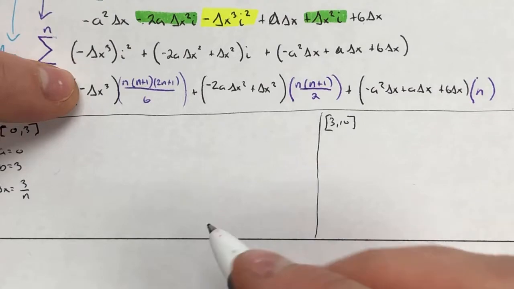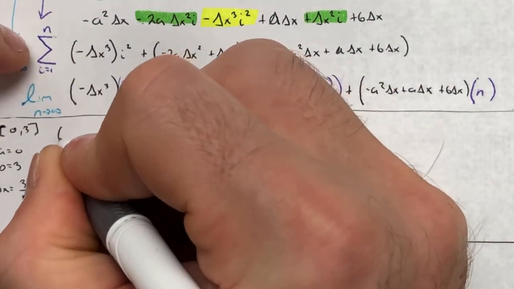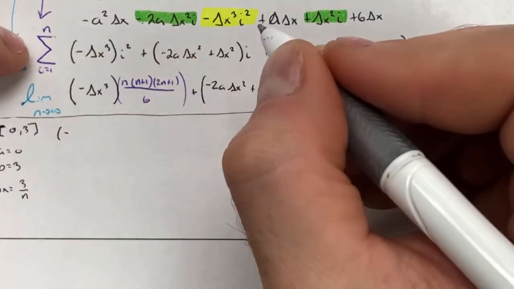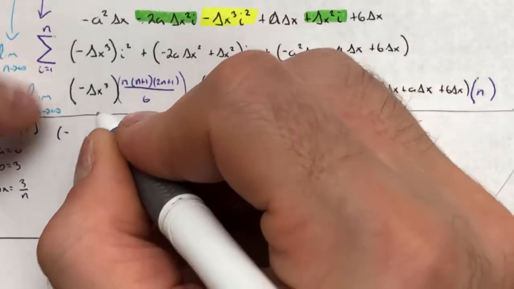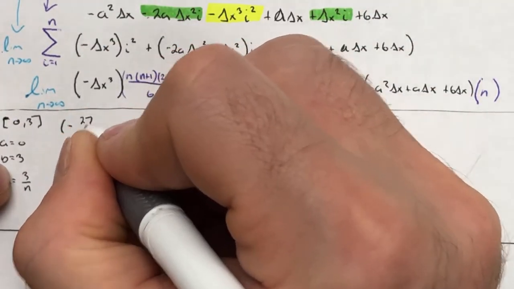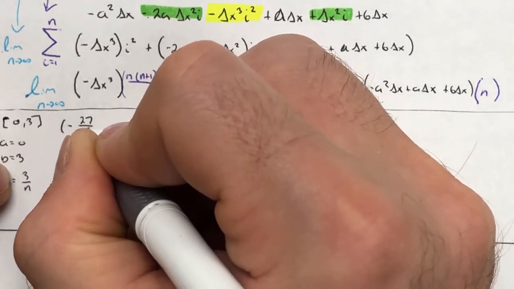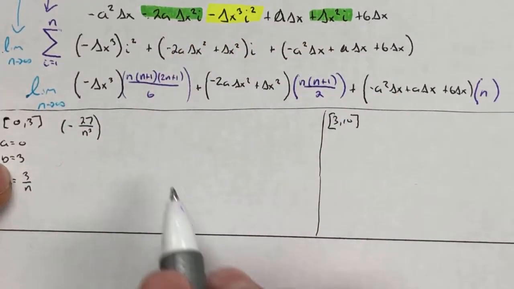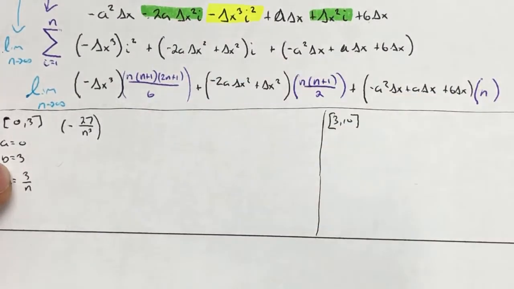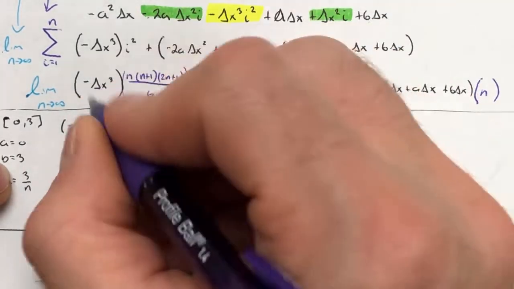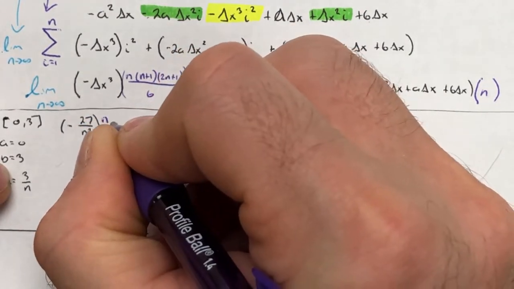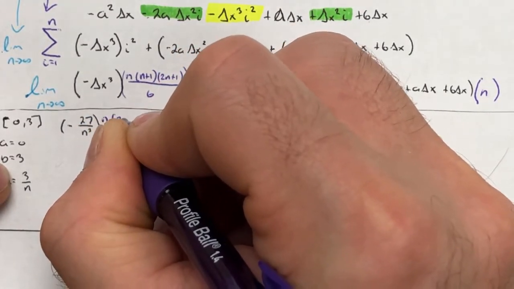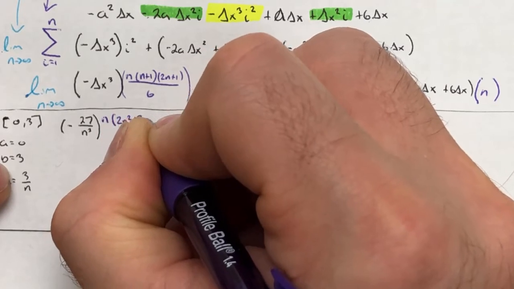Okay. So I have a negative delta x cubed. That's going to be a negative 3 cubed, which is 27 over n cubed. In this case, I'm going to keep the n out here and I'm going to FOIL this. So n times 2n squared plus 3n plus 1.